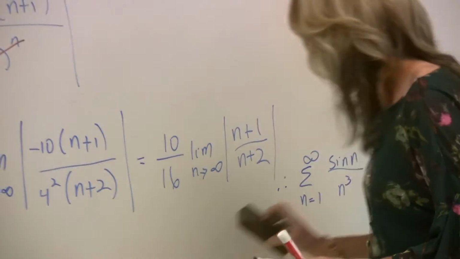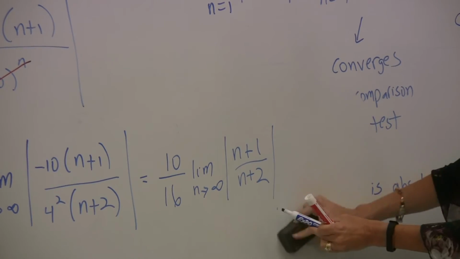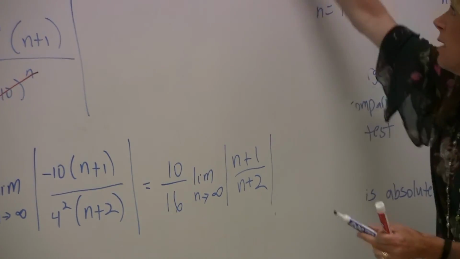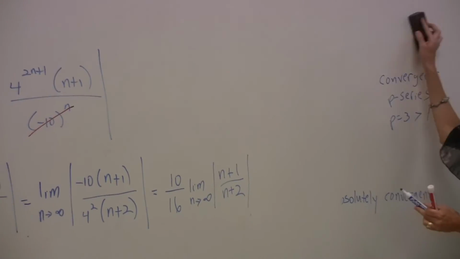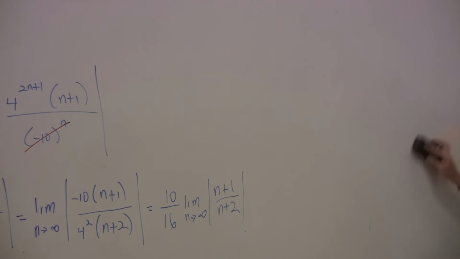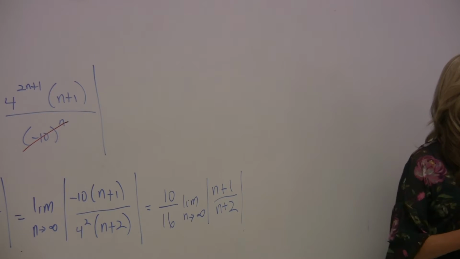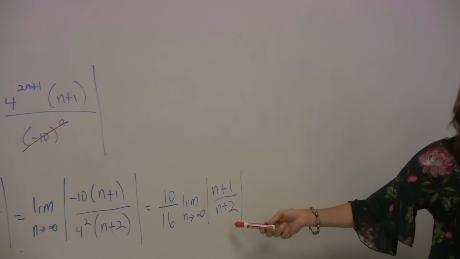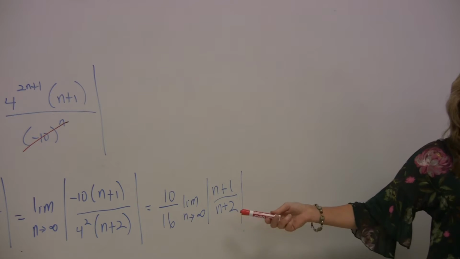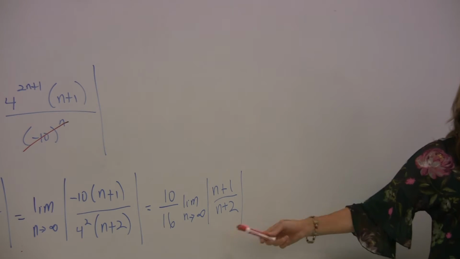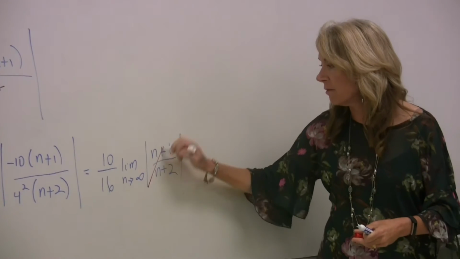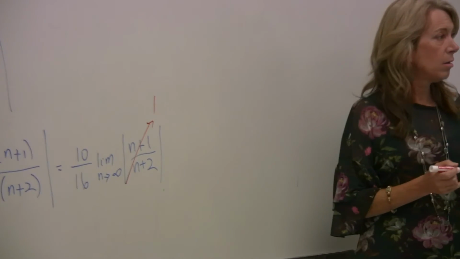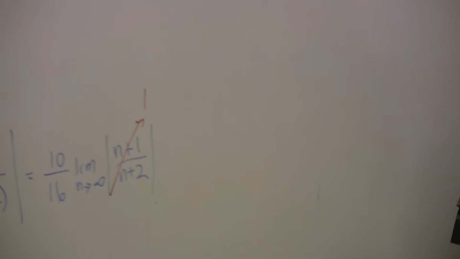What happens to this limit right here, n plus 1 over n plus 2? What'd you say, Joseph? Goes to 1. It goes to 1, right? N over n, it goes to 1 in the long run? This right here just goes to 1. You can use L'Hopital's rule to get 1 over 1, or you could just look at the highest powers to get n over n.